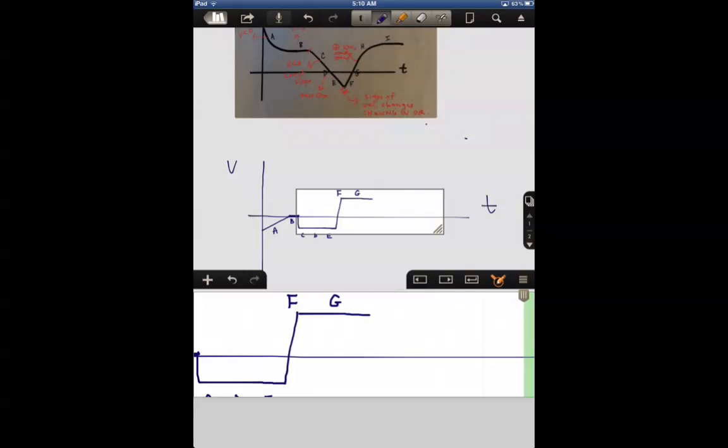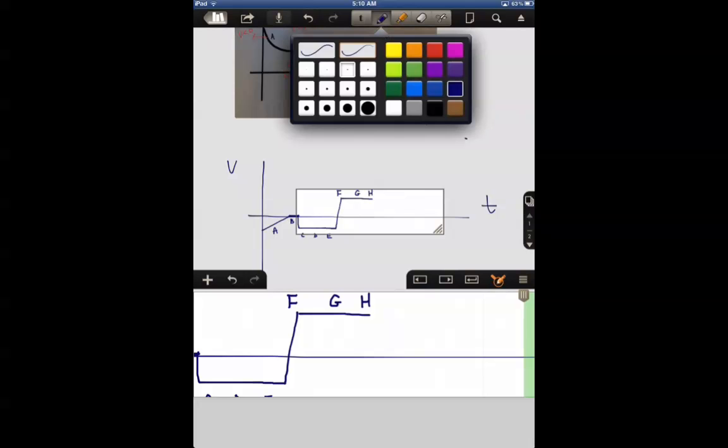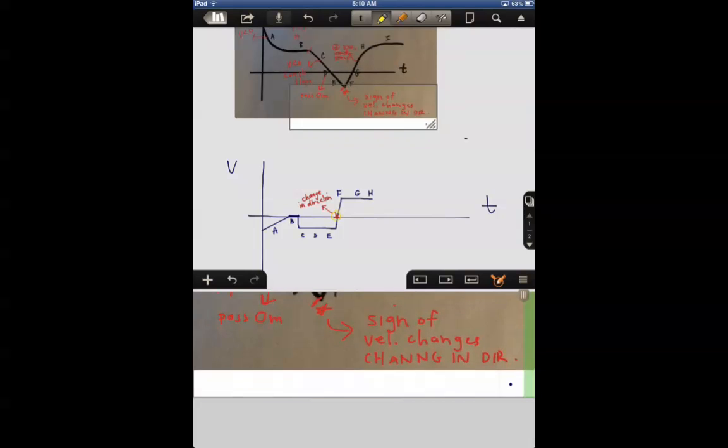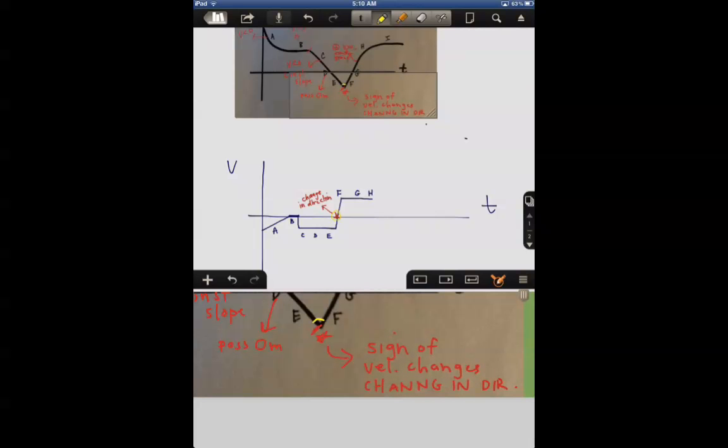G somewhere in the middle here, and then we have H. I'm going to mark this point on the graph with a red star, because this represents the change in direction point. So this point here corresponds to this point here. Those are the same places in time.